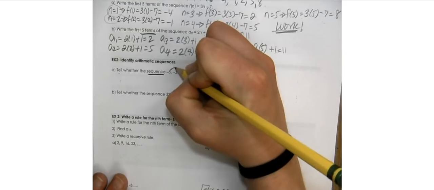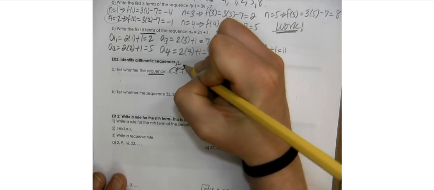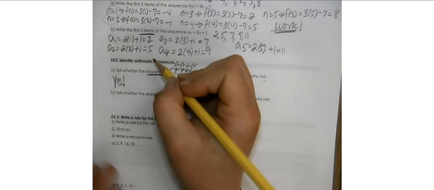So to go from -5 to -3, I'm adding 2. To go from -3 to -1, I add 2. -1 to 1, I'm adding 2. And 1 to 3, I'm adding 2. So in this case, the answer is yes. This is an arithmetic sequence because the common difference is 2.